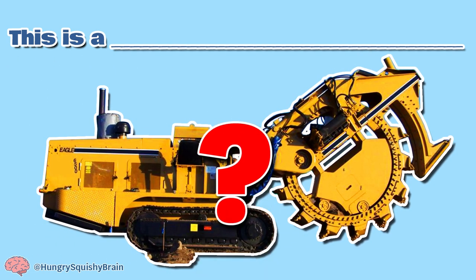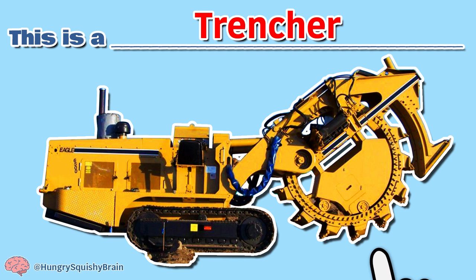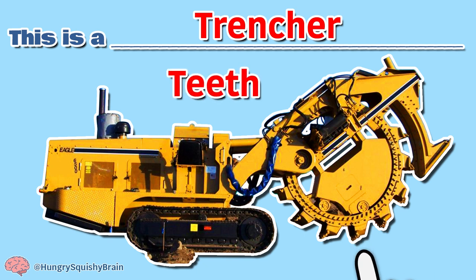What is this? This is a trencher, and the shape of this cutter is a circle. This trencher digs deep and narrow holes in the ground called trenches, using these really large and powerful teeth.